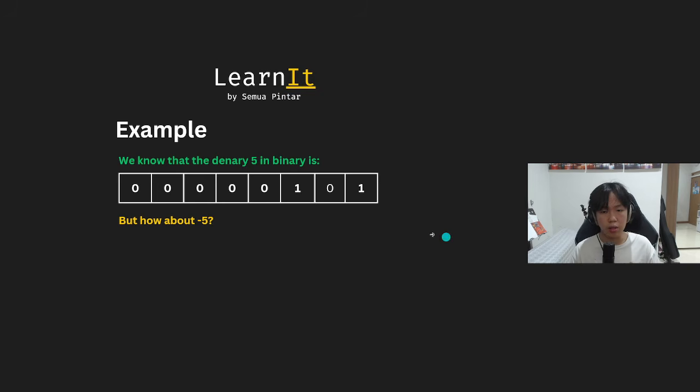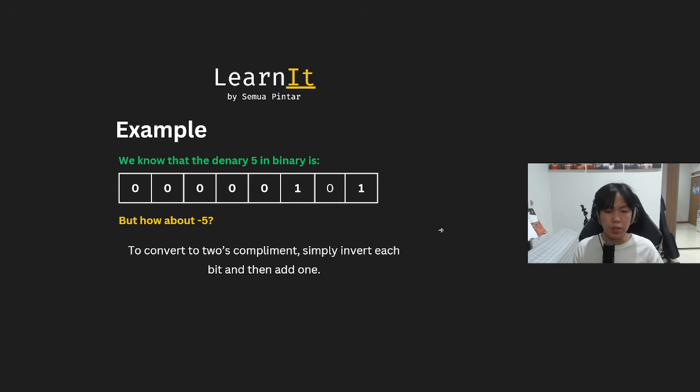And here's an example. We know that the denary 5 in binary is 0, 0, 0, 0, 0, 1, 0, 1. But how about negative 5? If we want to find the binary of -5, you have to use the 2's complement of 5, or the negative of 5. Okay, but how do you find the negative of 5 in binary? So to find the 2's complement, you have to simply invert each bit and then add 1.